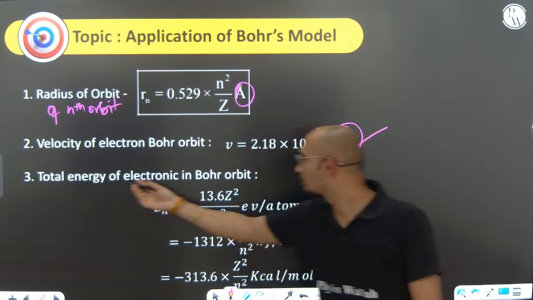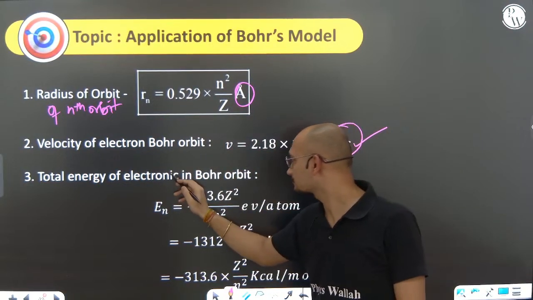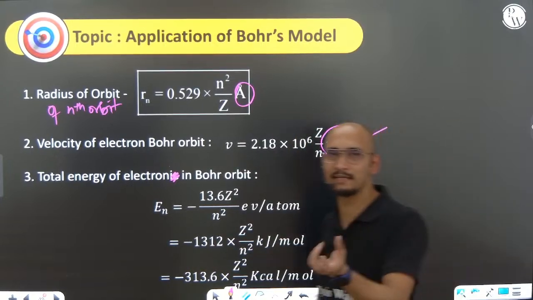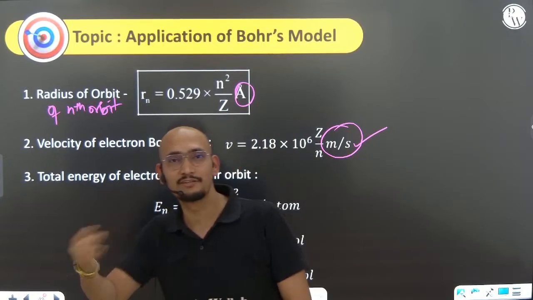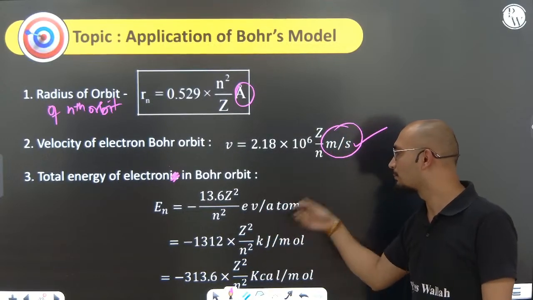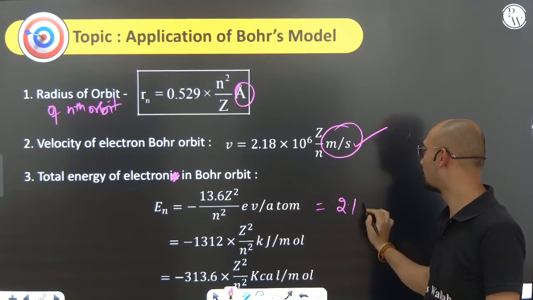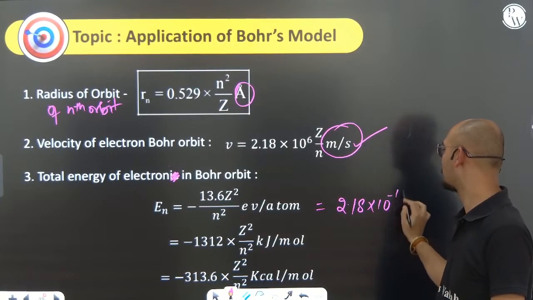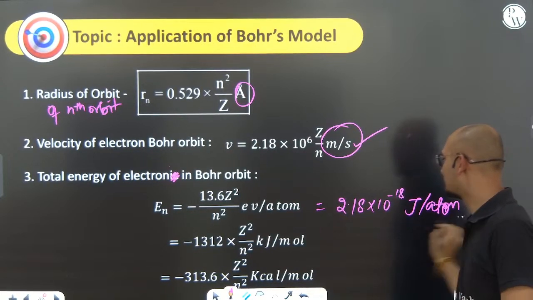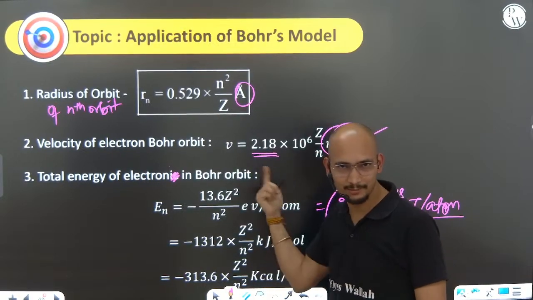Next, the total energy of an electron in Bohr's orbit. What is that? En equals minus 13.6 into Z square by n square. But it is going to be in eV, that is electron volt per atom. If you convert into joules, how much does it come to? It comes out to be 2.18 into 10 to the power minus 18 joule per atom. See, this is not a very tough thing to remember because 2.18 is here also and here also. So you can remember it very easily, right?